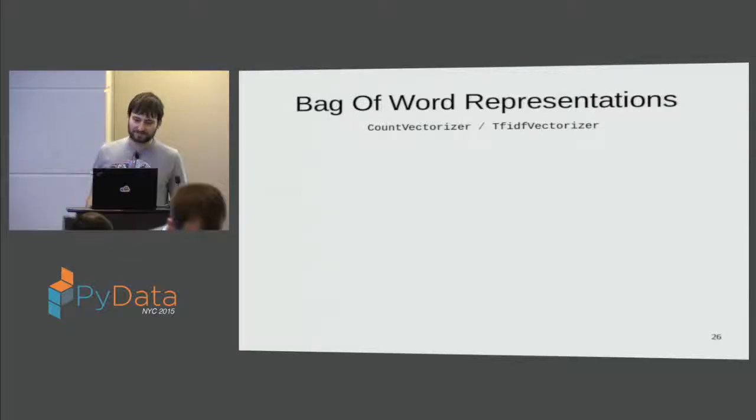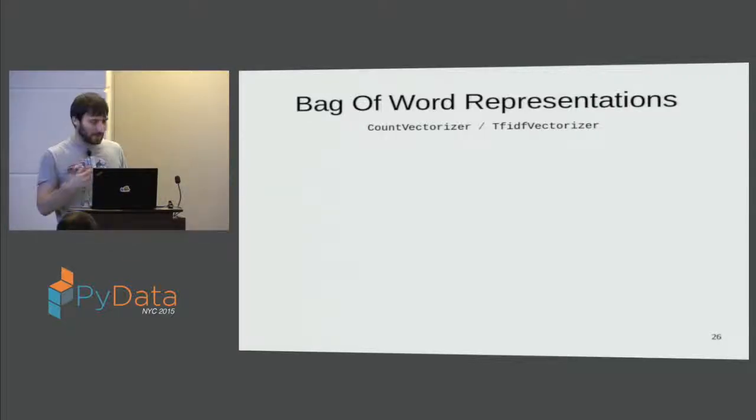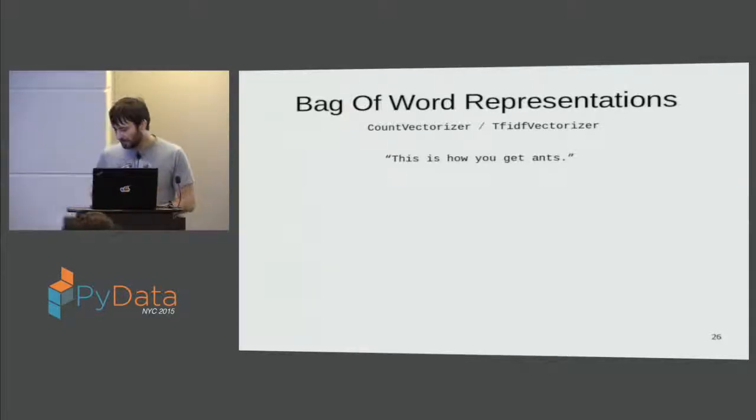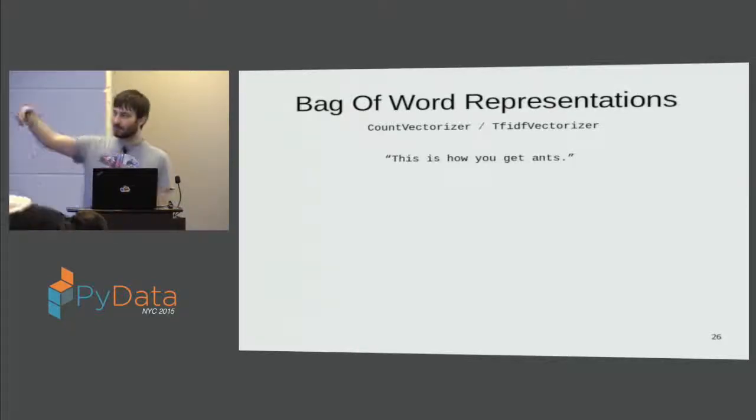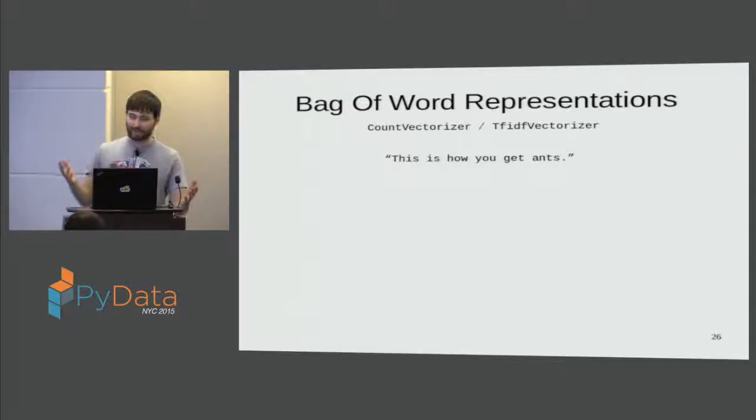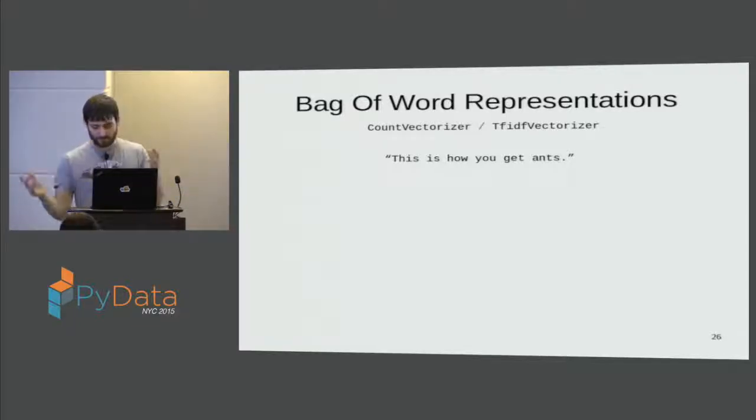So the bag of words representation is a way to go from free text strings to a numeric representation that machine learning algorithms can work with. So a string might look like this. One of your data points might be a string like this is how you get ants. Or it might be a Yelp review, or it might be a book by Shakespeare.